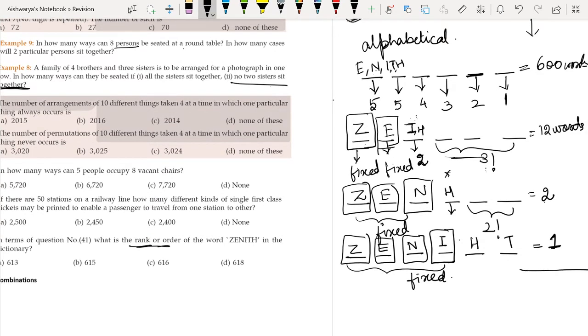So now count all these words. How many words are there? 12 plus 2 is 14. 14 plus 1 is 15. There are 615 words before the word zenith. So zenith will occupy the 616th position. Are we clear?